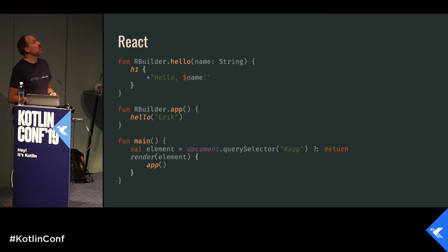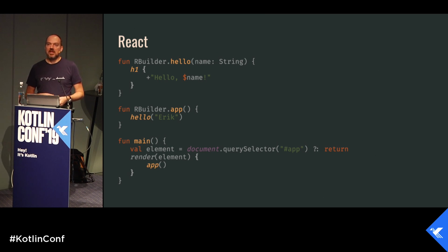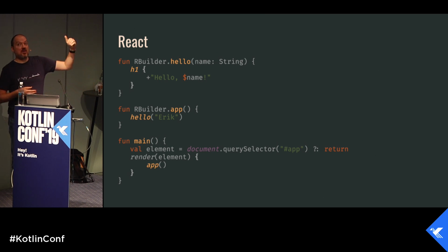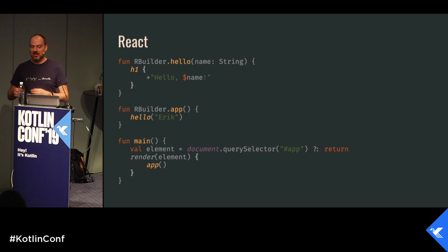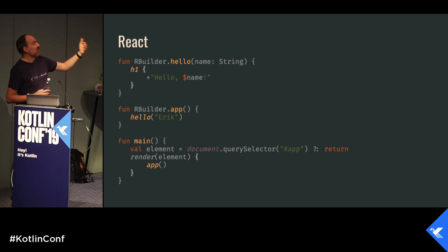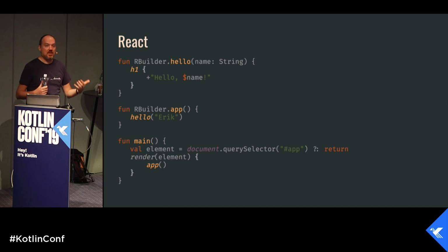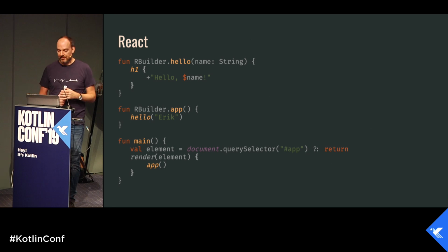It works like this. You have a class called RBuilder, and you just keep defining extension functions on the RBuilder class, which will return HTML. So instead of writing JSX, you use the KotlinX HTML library, so you don't have to mix raw HTML in your Kotlin code. Then you finally call render, pass in the element that you're going to use there, and call the extension function that matches the root of your application. And this would then just work like regular React code.